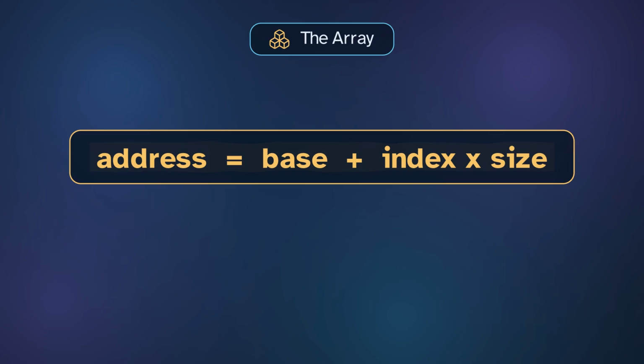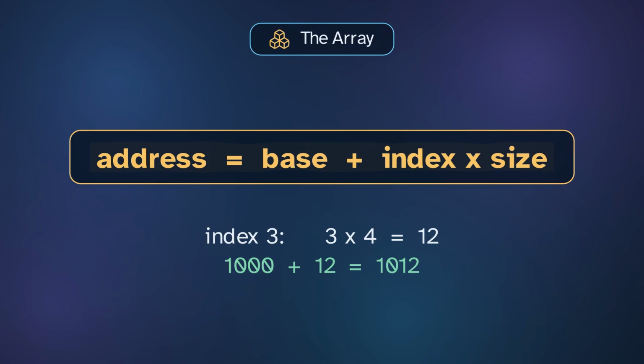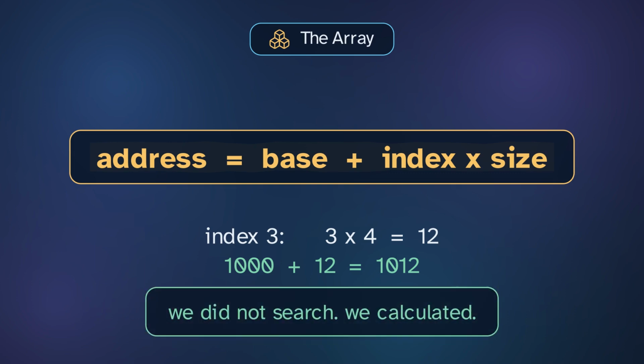Let us use it. Where does the item at index 3 live? 3 times 4 is 12. 1000 plus 12 is 1012. And that is the answer. 1 multiplication and 1 addition. Notice what we did not do. We did not look at the items before it. We did not search. We calculated.